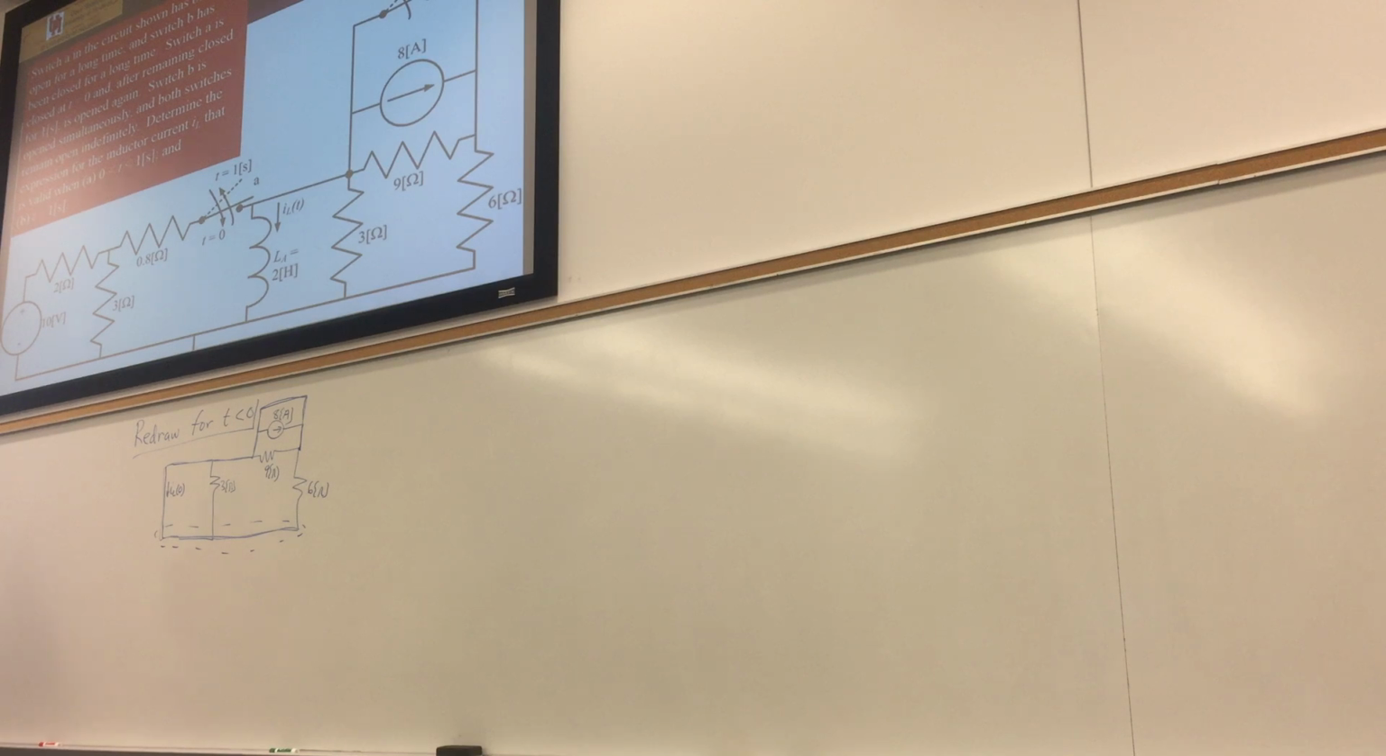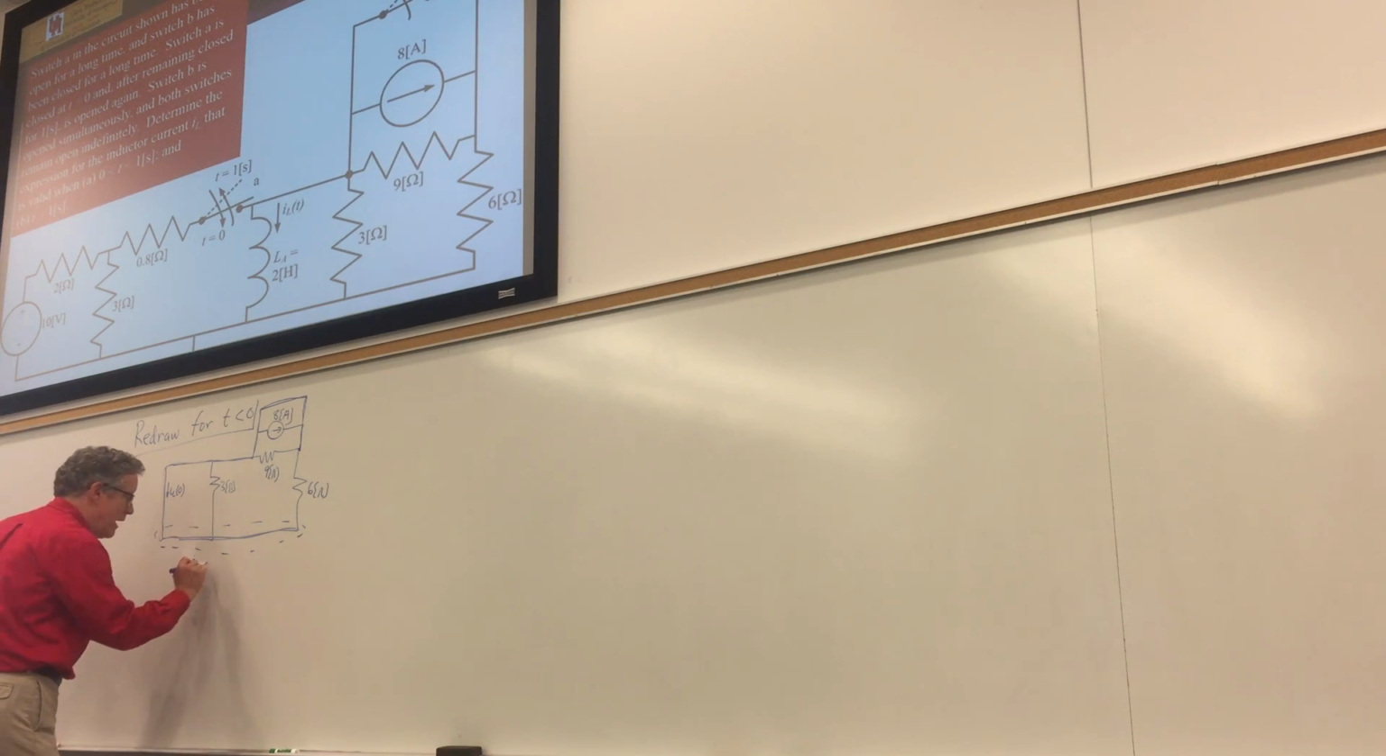Mesh current method. It works. You get 0. Source transformations. It works. Your answer is the same. Kirchhoff's law, all of them result in the same answer, IL at 0 equals 0.